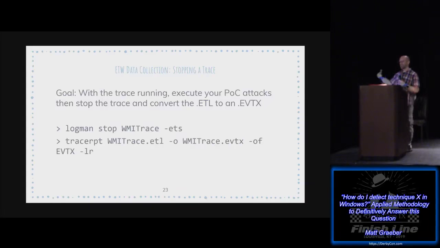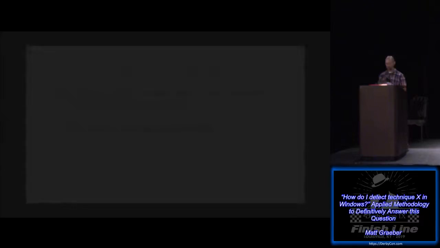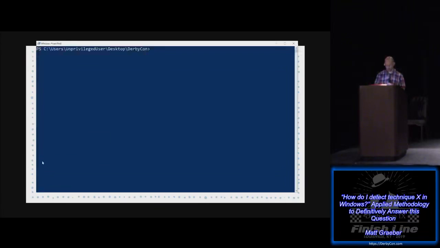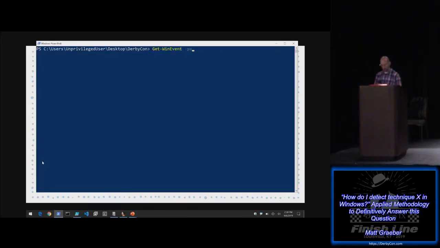And so the process under the hood is that tracerpt knows how to recover the ETW provider schema and apply it to the raw data in the ETL and then convert it to something actually usable. In this case, an EVTX, but it also supports CSV and XML.